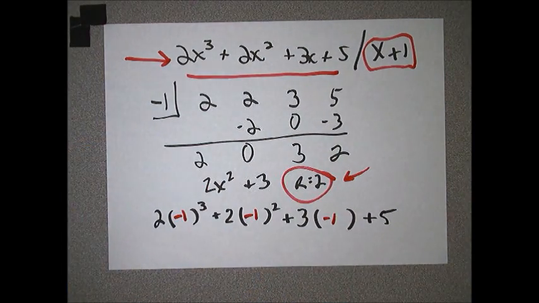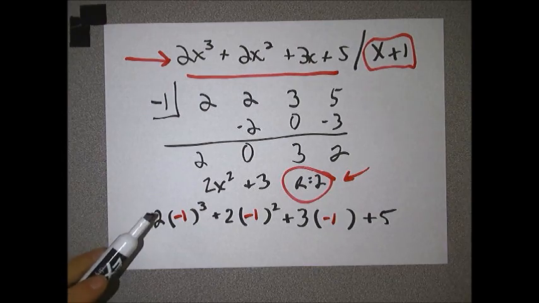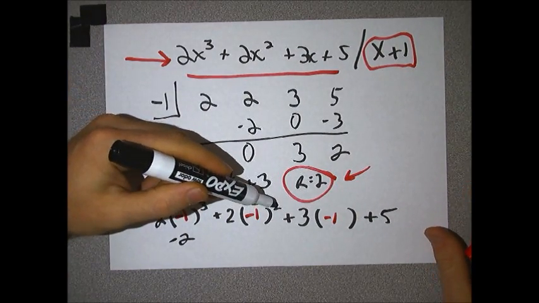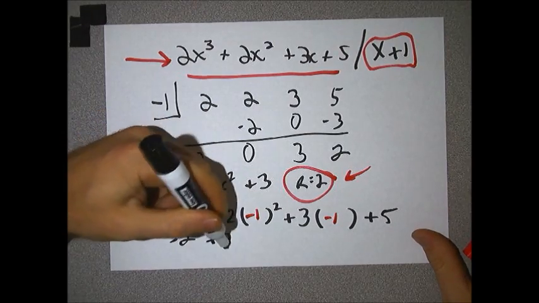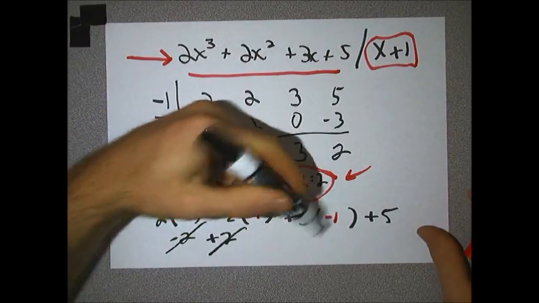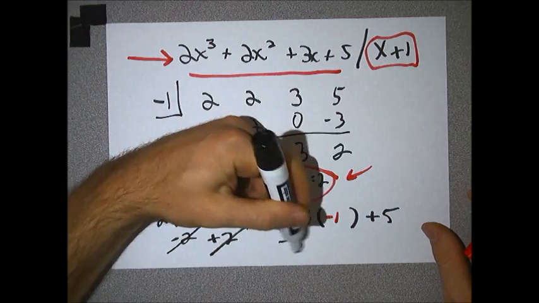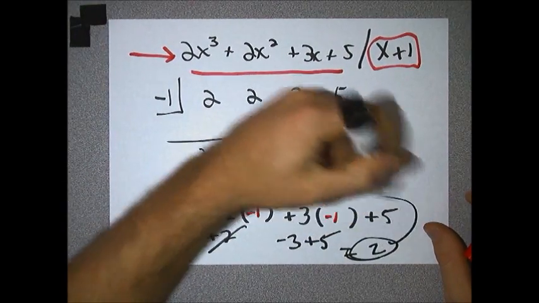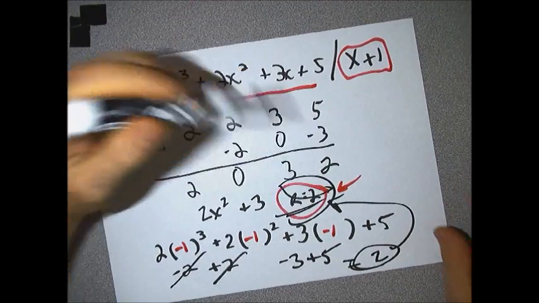So doing some math, negative 1 to the third is negative 1. Negative 1 times 2 is negative 2. Negative 1 squared is 1. 1 times 2 is 2. Negative 2 and 2, those cancel. 3 times negative 1 is negative 3. And negative 3 plus 5 is 2, which is the remainder that I got in the first place.